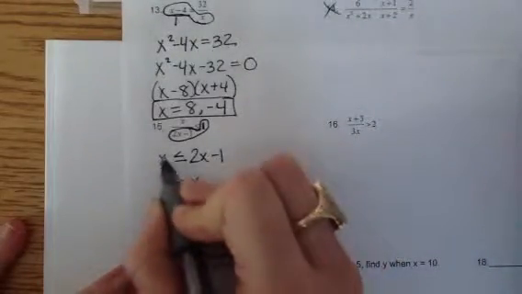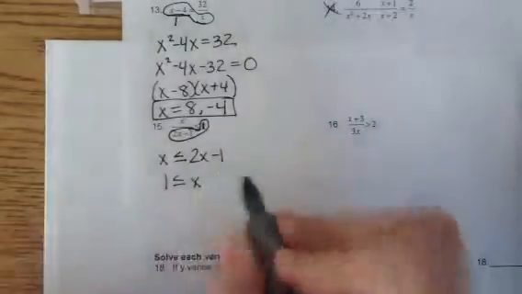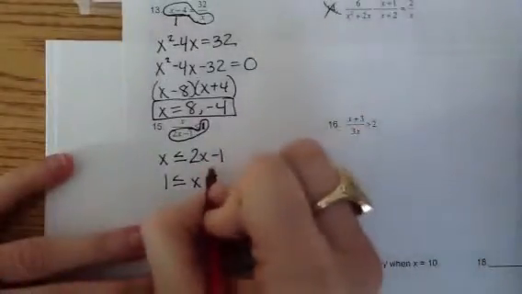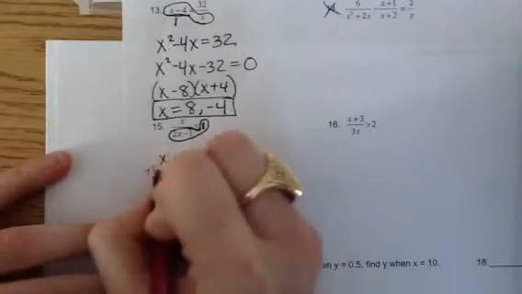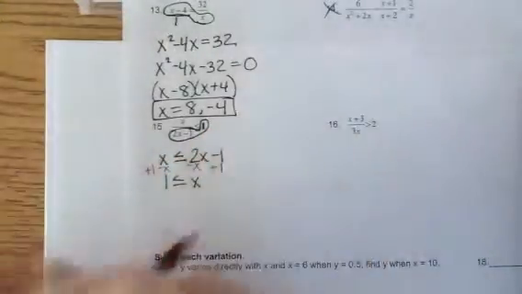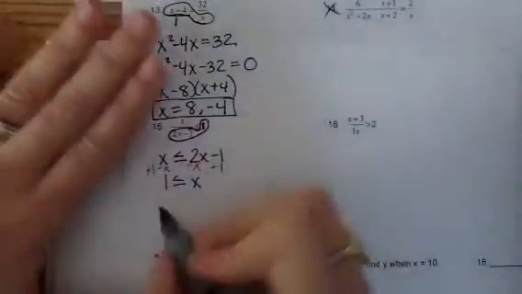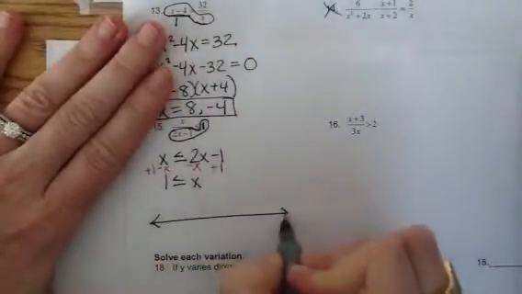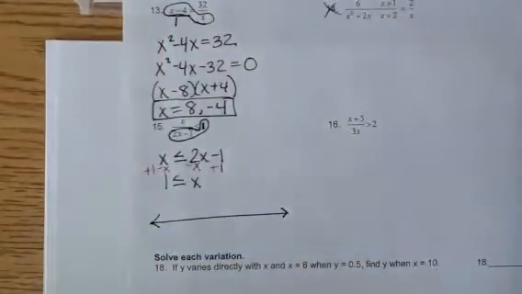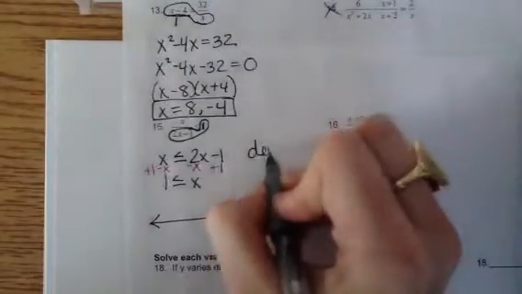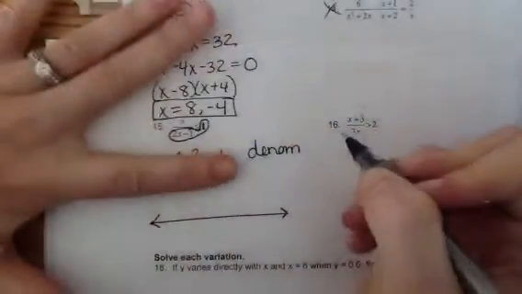So I added 1 to the other side. I've subtracted the x. I'll write my steps. I've added 1, and I've subtracted x. That's your first critical value. It's your first number that you need for your number line. The second number comes from the denominator, and you ignore all this.